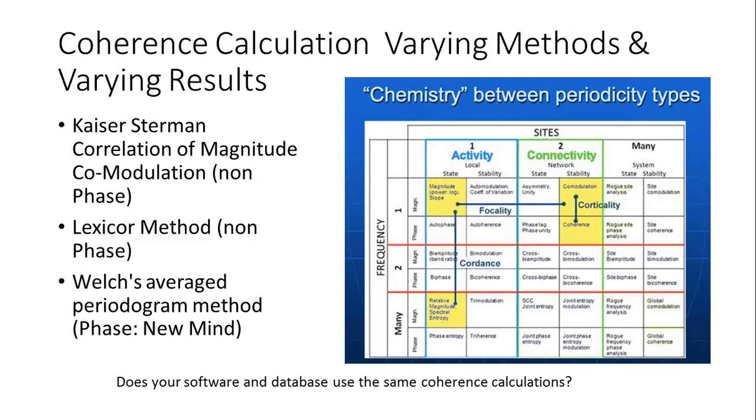Prior to that, the lexicor method was used, which is a non-phase method, which does look at the correlation between amplitudes of two locations, and it's similar to Kaiser-Sturman's correlation of magnitude co-modulation, which is a non-phase method. So those two non-phase methods, Kaiser-Sturman and lexicor, just look mostly at the covariation of power or amplitude between two locations. So is there a Pearson correlation between these two locations? You know, is the amplitude correlating, and how much, and at what rate?